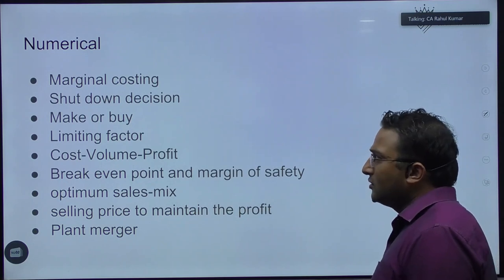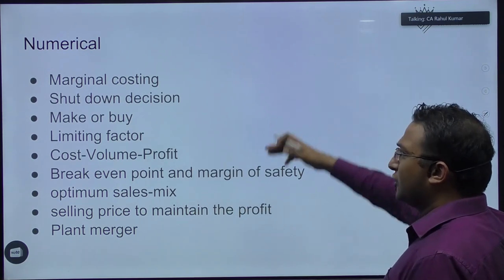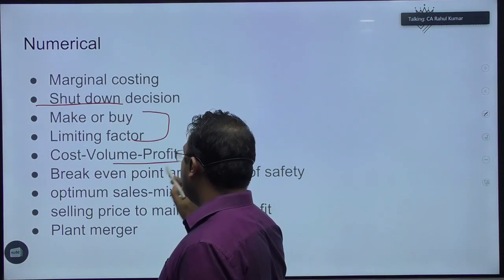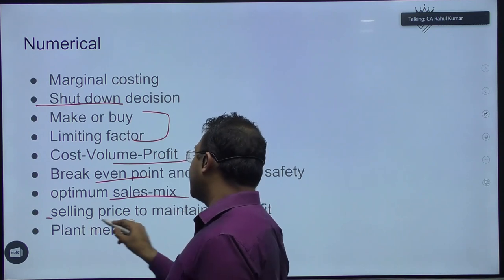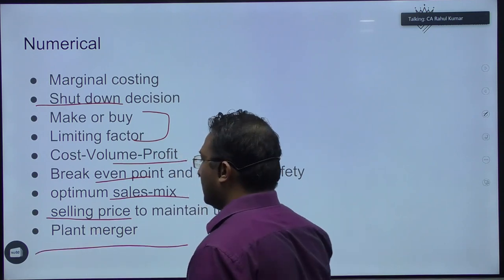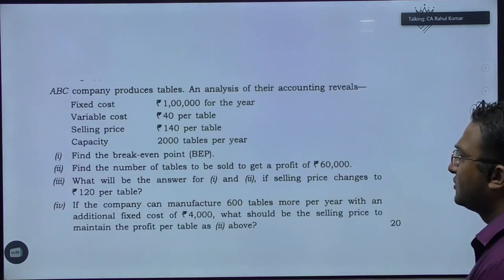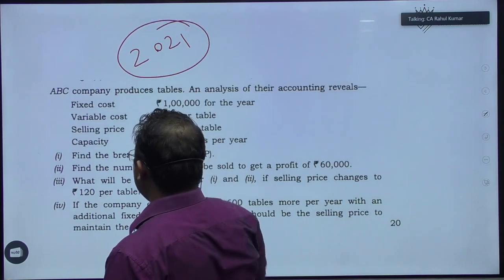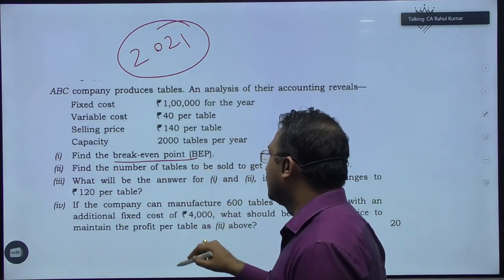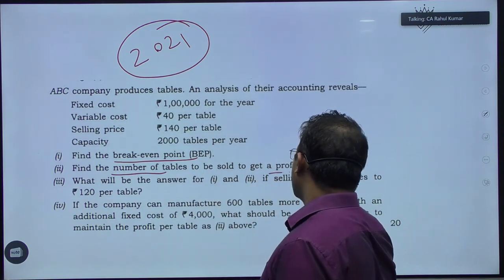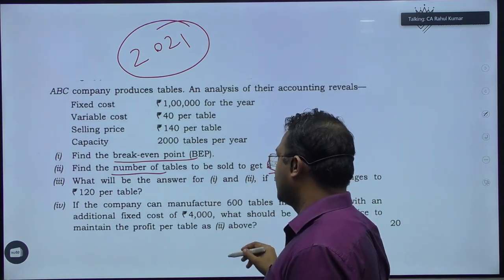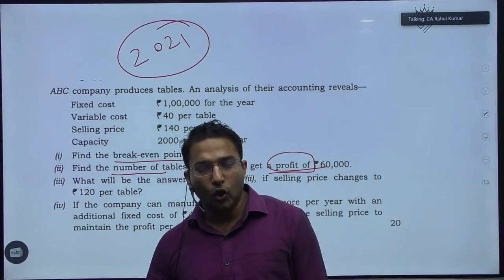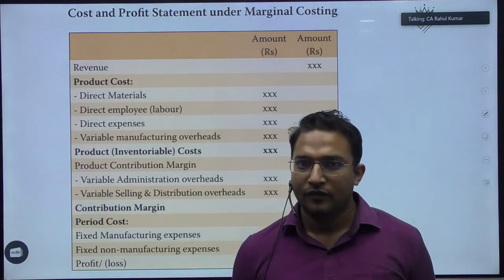The numerical question from this chapter, they are asking on the calculation of marginal costing, shutdown decisions, make or buy, limiting factor, CVP, break even, optimum sale mix, and selling price to maintain the particular profit, and the impact of mergers. Okay, this is the question of 2021. In 2021, they asked what is the break-even point, the number of unit to be sold to get a particular profit, desired profit. Okay, so this kind of question they're asking, and these are the repeated questions. If you know, then you can get very good marks, right?